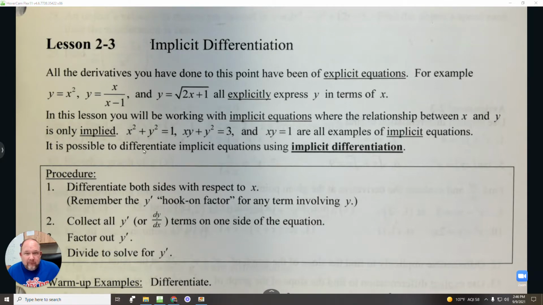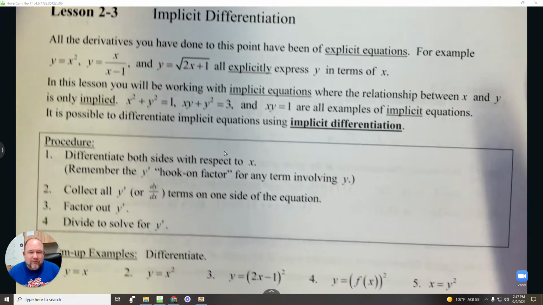Examples: x squared plus y squared equals 1. x times y plus y squared equals 3. x times y equals 1. None of these are explicit, they're implicit. And there's a way to take the derivative implicitly that we're going to practice right now.